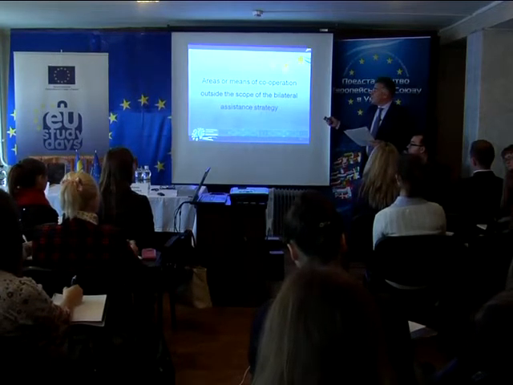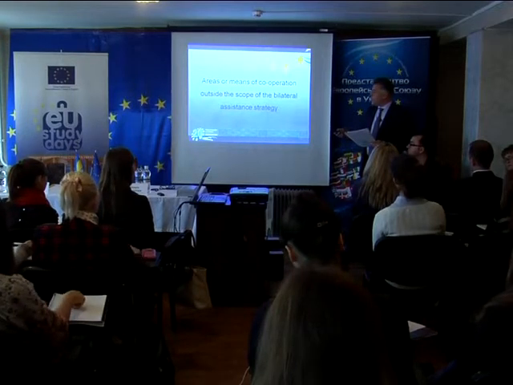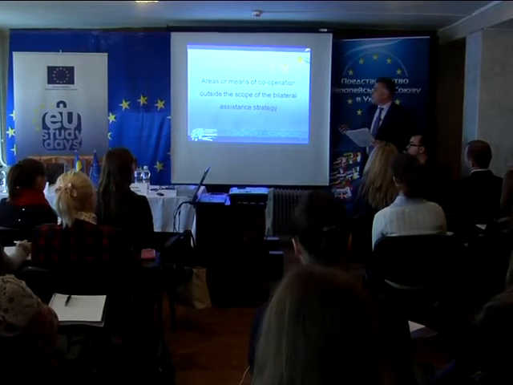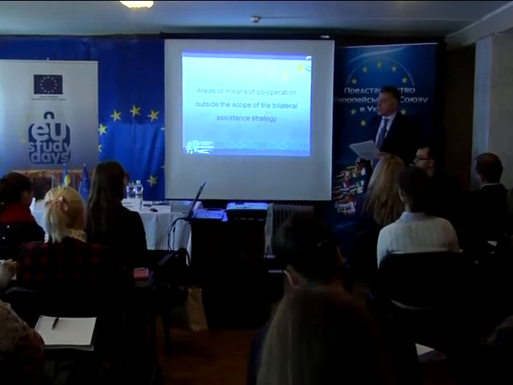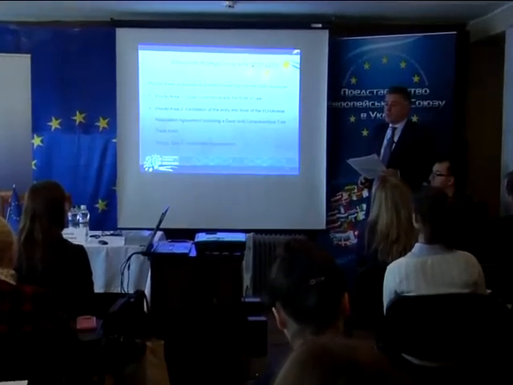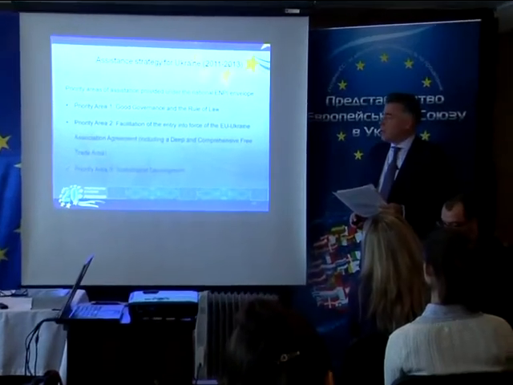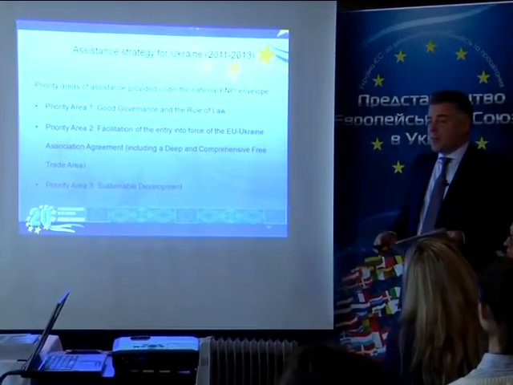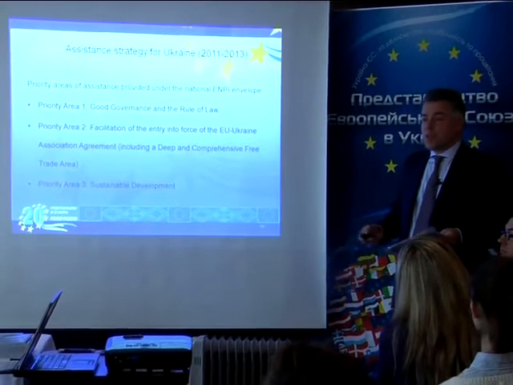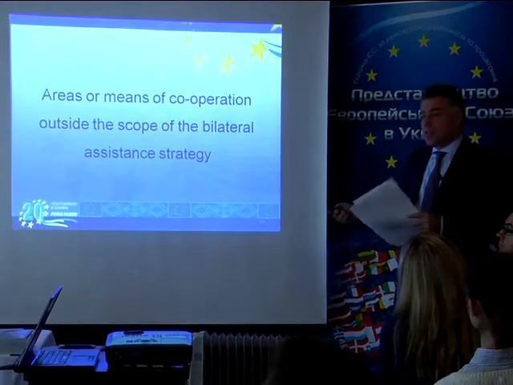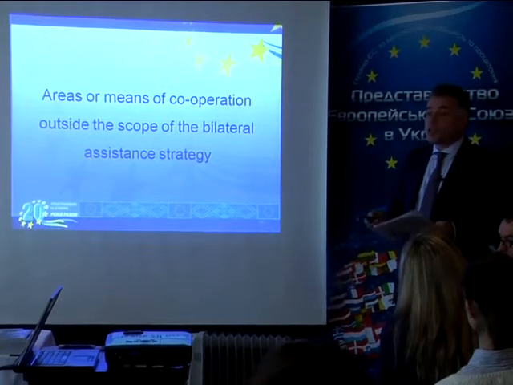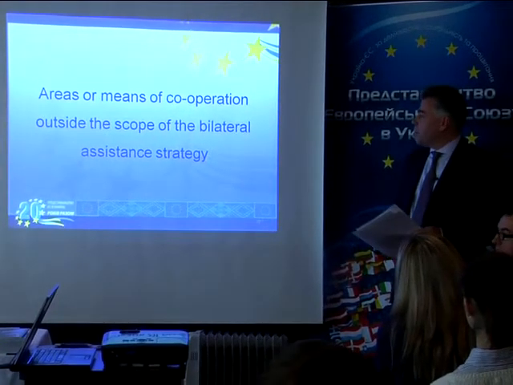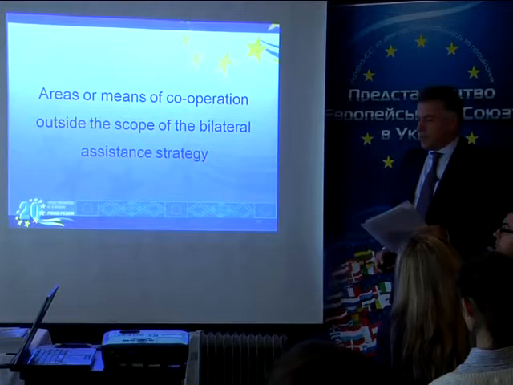And then, similar to what I said before, there are also today areas or means of cooperation outside the scope of the bilateral assistance strategy. So everything that is not covered by this strategy with these priorities. But there are ways, well, bureaucratic means, to make sure that everything that we do outside the bilateral strategy is also in line with, or certainly does not contradict, what happens under the bilateral assistance strategy.